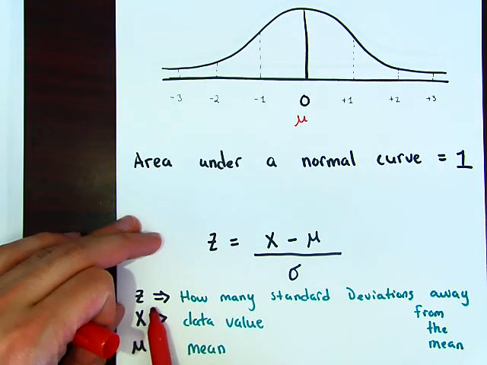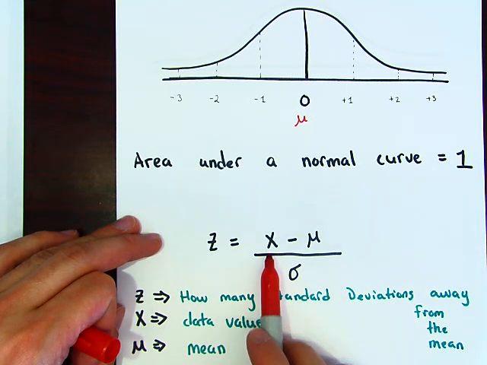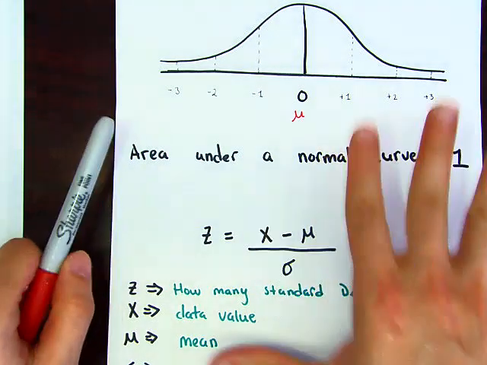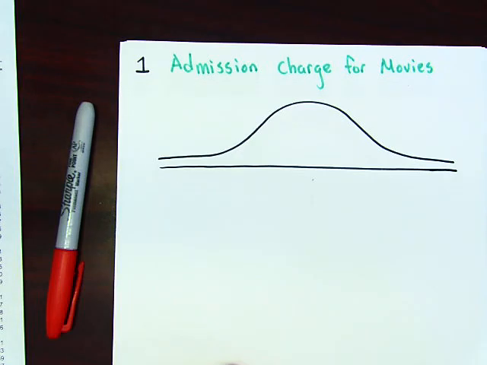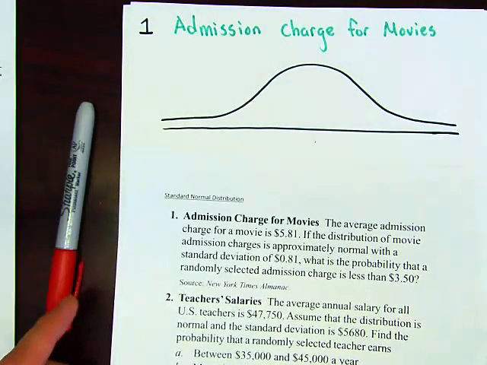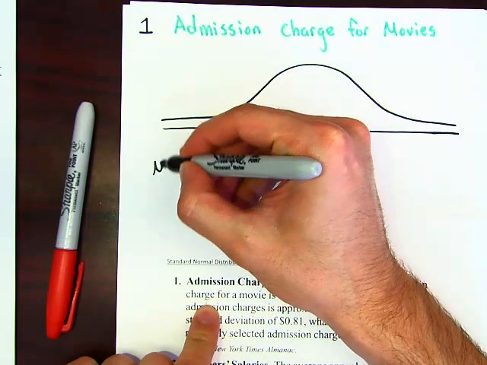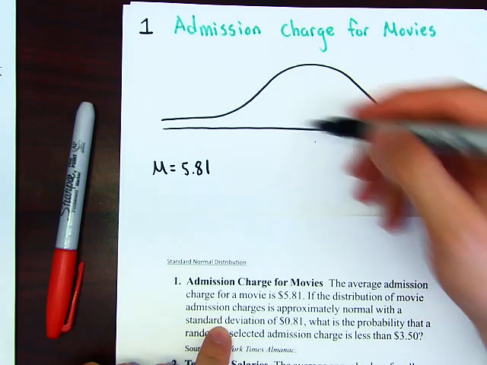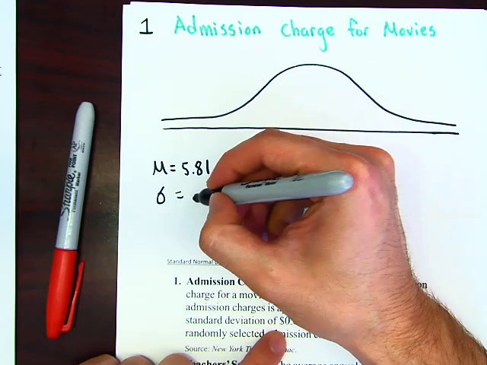and that a z-value represents how many standard deviations away from the mean you are, and x is your data value, mu is your mean, and this symbol here, sigma, is the standard deviation. So having this information, how can we answer this question of the admission charge? Let's go over it together again. Notice that the average admission charge, the mean, is $5.81. And we also know that there's a normal distribution and that the standard deviation is 81 cents.